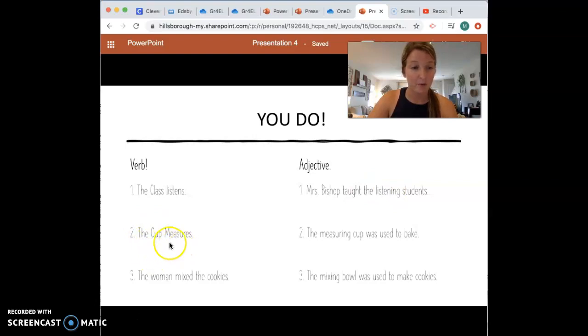All right, number 2, I wrote the cup measures. And so now I'm going to change measures, the verb, to an adjective by adding ing. So I wrote, the measuring cup was used to bake. So I'm using this adjective to describe a noun. So the adjective is measuring and the noun is cup. All right, my last example is the woman mixed the cookies. So the verb would be mixed. And so I'm going to change that verb to an adjective by adding ing. The mixing bowl was used to make cookies.